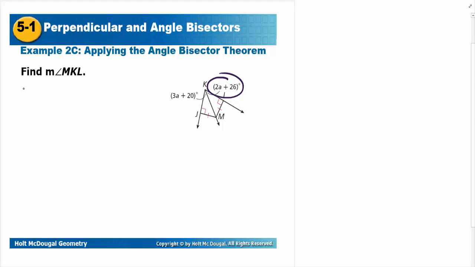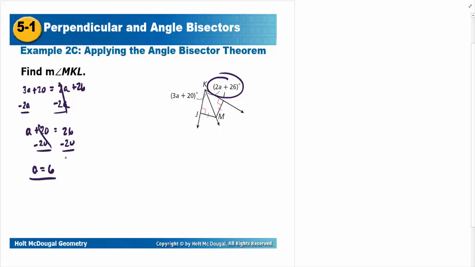So let's set up your equation to find it. 3A plus 20 equals 2A plus 26. I'm going to solve this for A. So subtract 2A from both sides. So A plus 20 equals 26. Subtract 20 from both sides to get the A by itself.